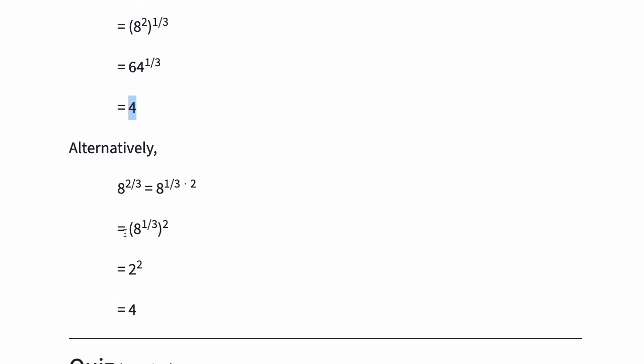Alternatively, 8 to the 2/3 is equal to 8 to the 1/3 times 2, which is equal to 8 to the 1/3, to the 2. And since 8 to the 1/3 is equal to 2, this is equal to 2 to the 2, which is 4.